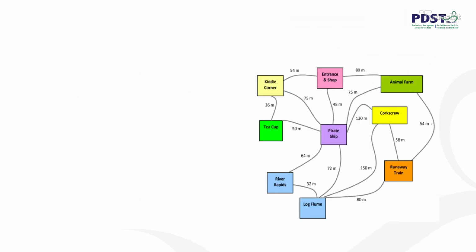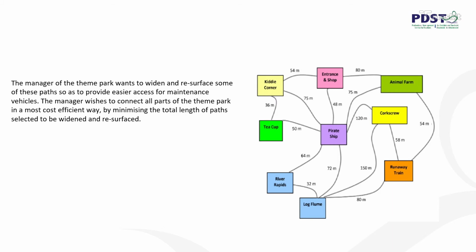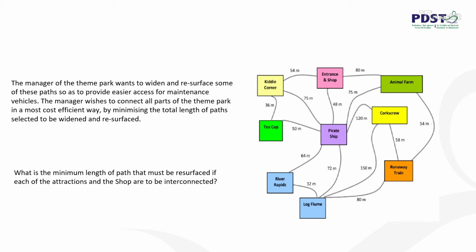Let's consider the following problem. The manager of a theme park wants to widen and resurface some of these paths so as to provide easier access for maintenance vehicles. The manager wishes to connect all parts of the theme park in a most cost-efficient way by minimizing the total lengths of paths selected to be widened and resurfaced. The manager is asked to calculate the minimum length path that must be resurfaced if each of the attractions and the shop are to be interconnected.